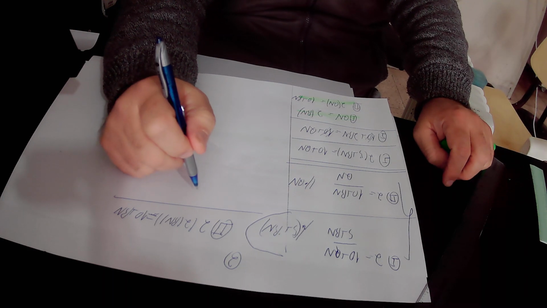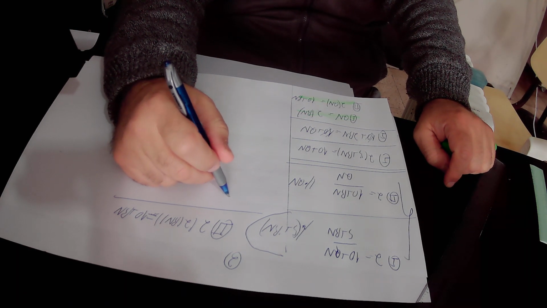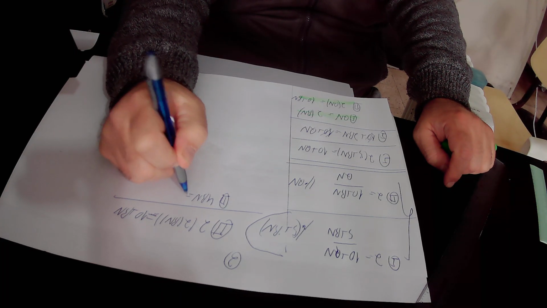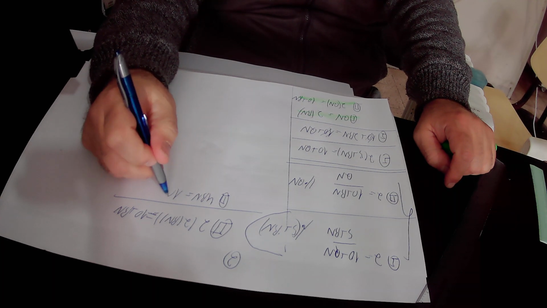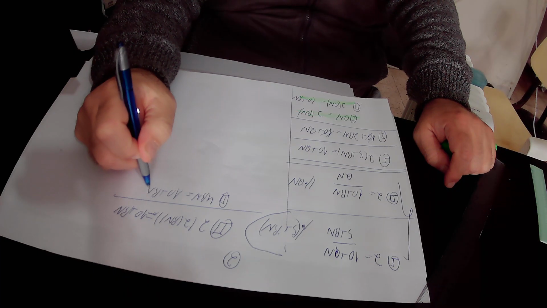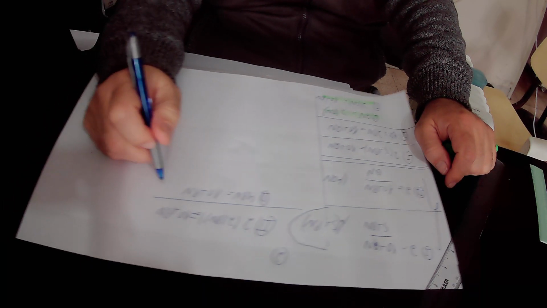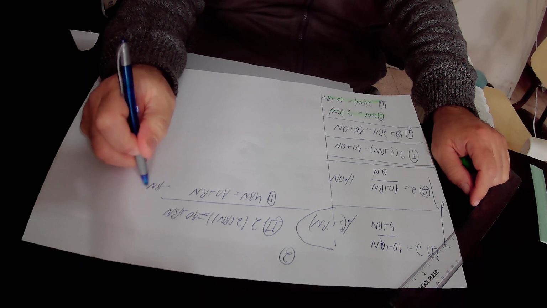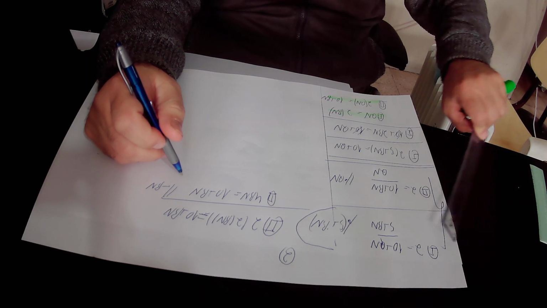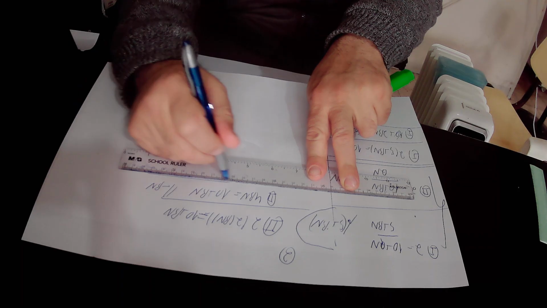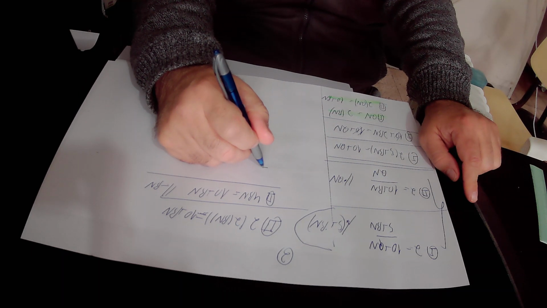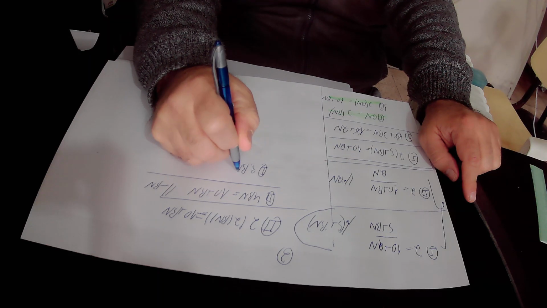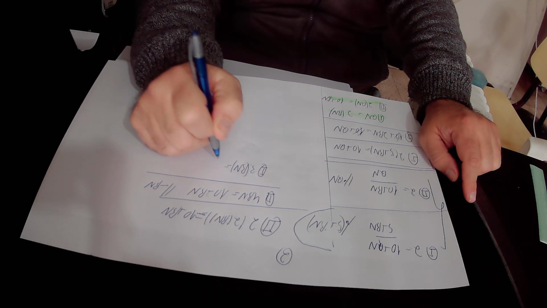So 2 times 2Bn is 4Bn. So 4Bn equals 10 plus Bn. Here we subtract Bn from this equation. 4Bn minus Bn is 3Bn, so 3Bn equals 10.